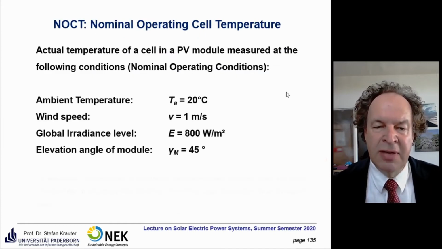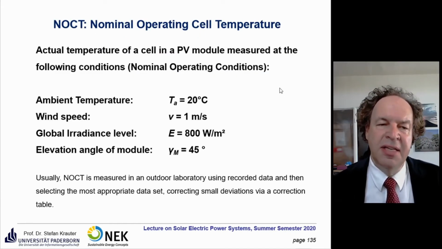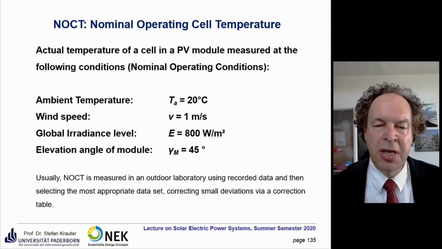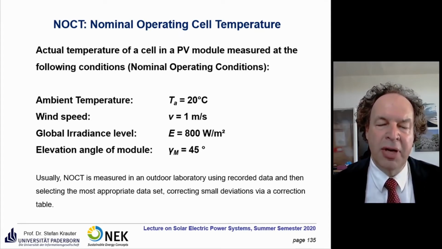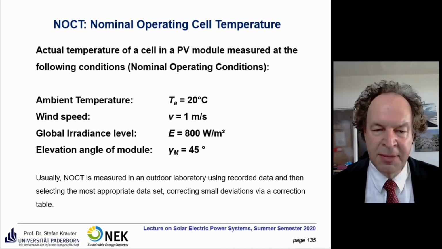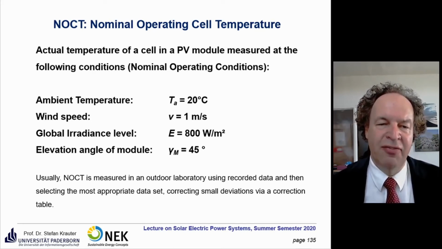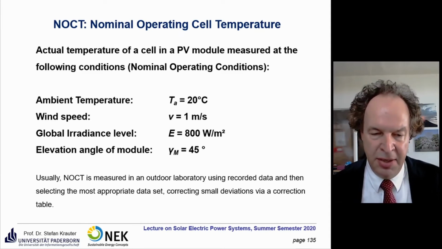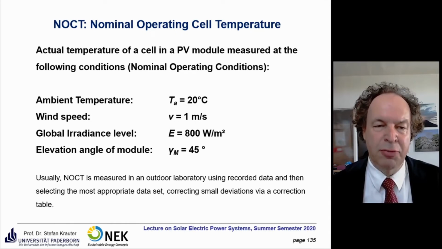In general, we have to say that the nominal operating temperature is more realistic because you have the actual temperature. Also, the irradiance level, as told, is more realistic because the 1000 watt per square meter occurs very seldom, at least in Germany. And so with the NOCT, you would have a much more adequate value for the operation output.